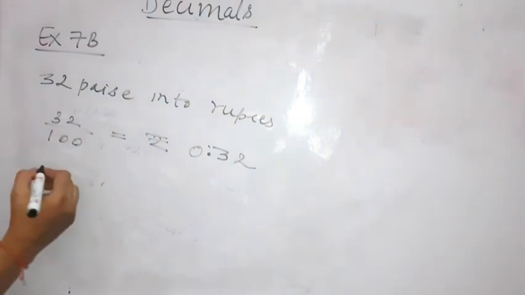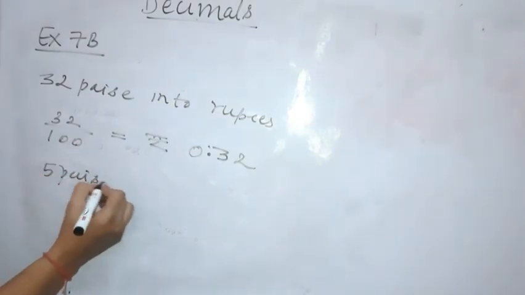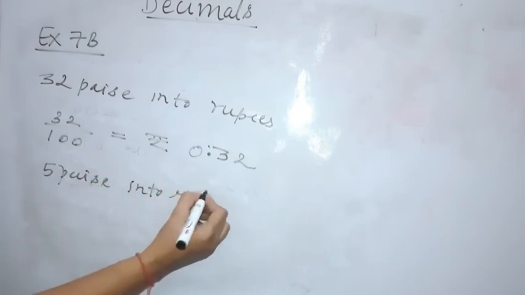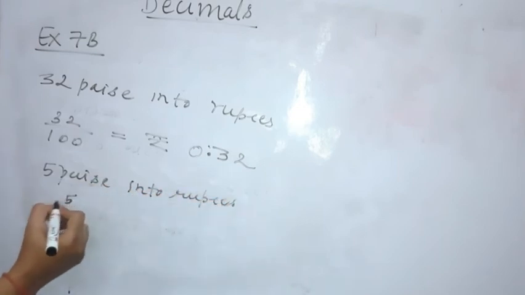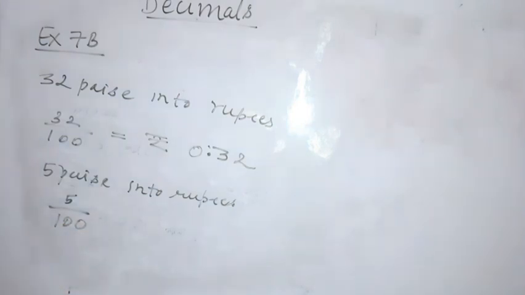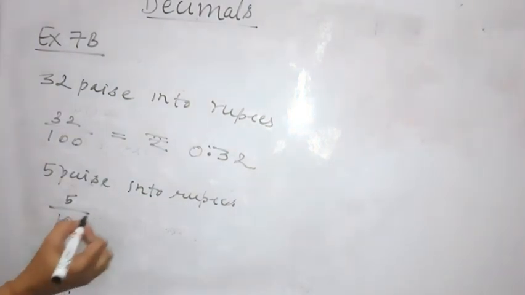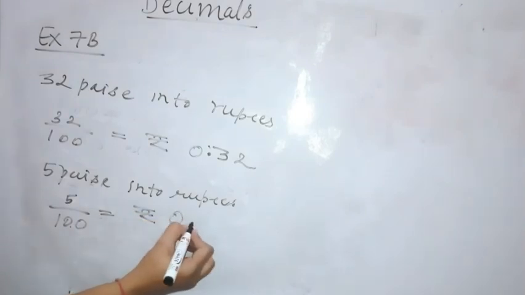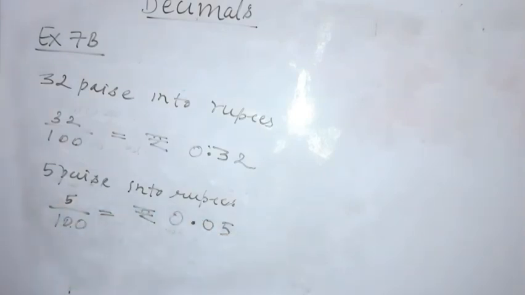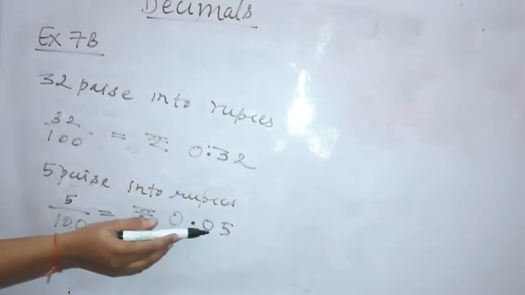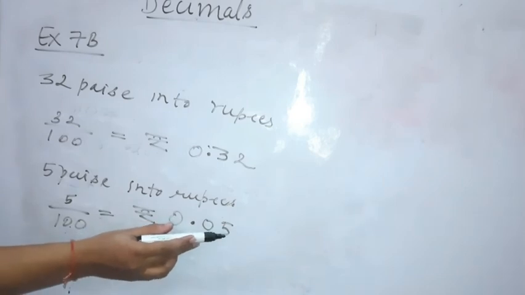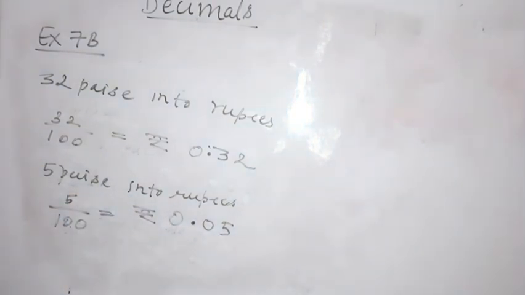In the same way, 5 paisa in rupees is also given to you. How will you do this question? If you know the answer, you can comment down in the comment section of this part, that is option number 4. So 1, 2, so it will be 0.05. Why it is 0.05? Because there are 2 zeros in the denominator. We have to cover 2 places from the extreme right. 1, 2. So the final answer will be rupees 0.05. Right? And I hope you must have understood up to this.